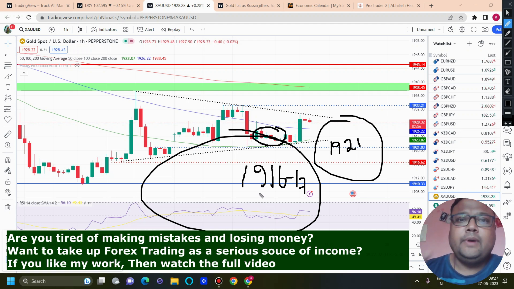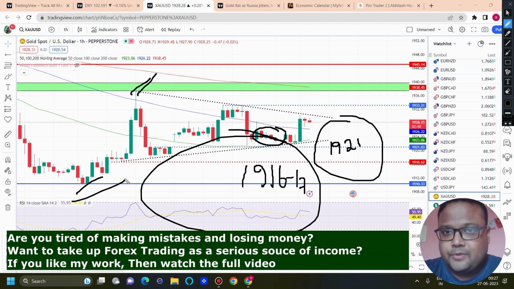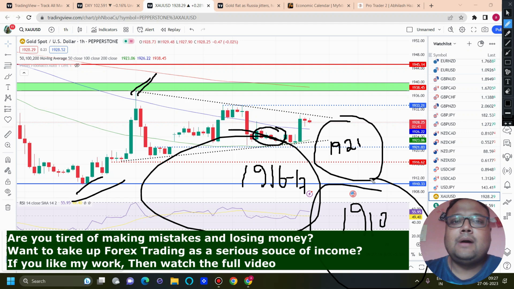So you need to be careful, because in a range bound market, the only reliable and strong levels are either at the top or at the bottom. So 1910 is a support level where you can expect the market to bounce. So this is all about the market right now. 1910 seems to be a proper support right now.